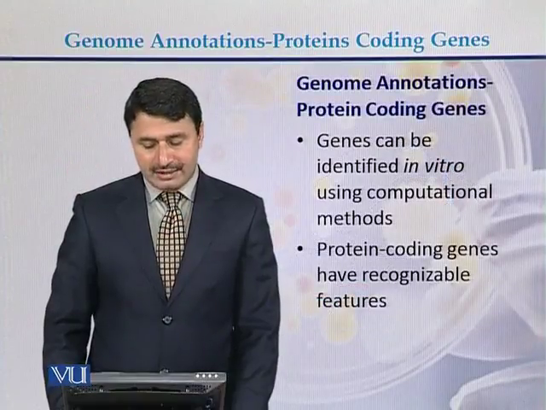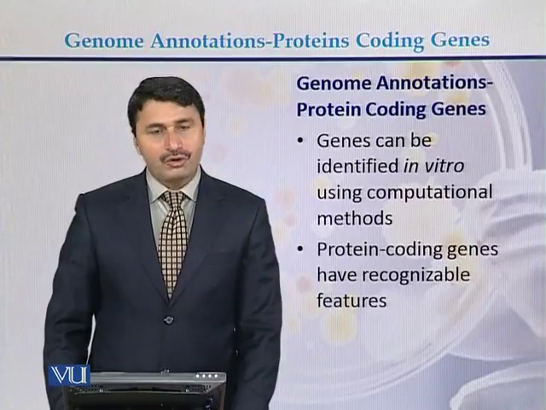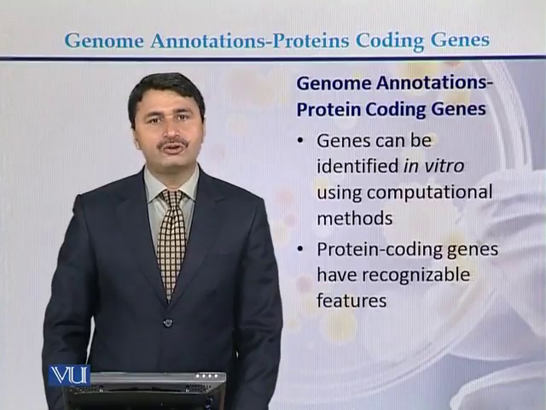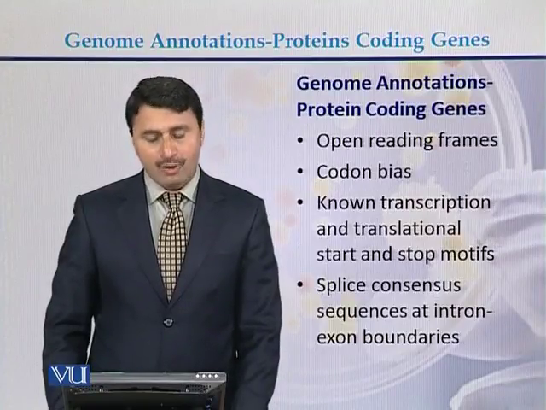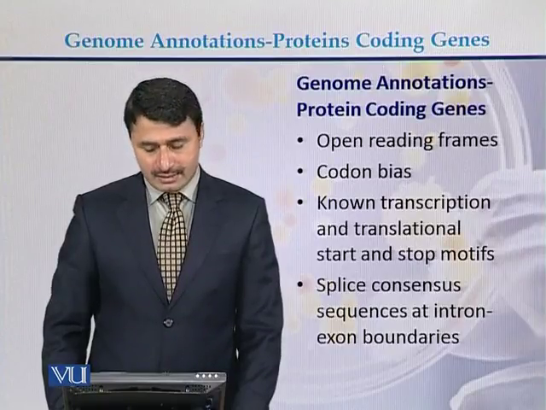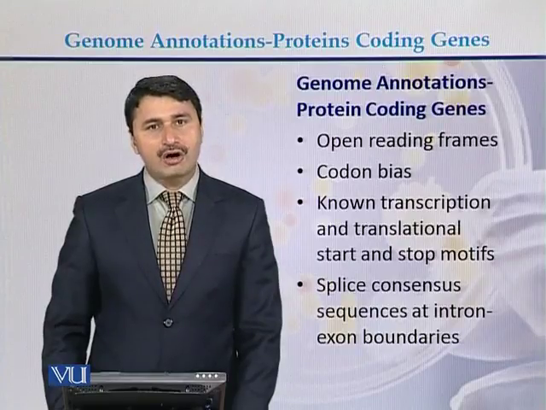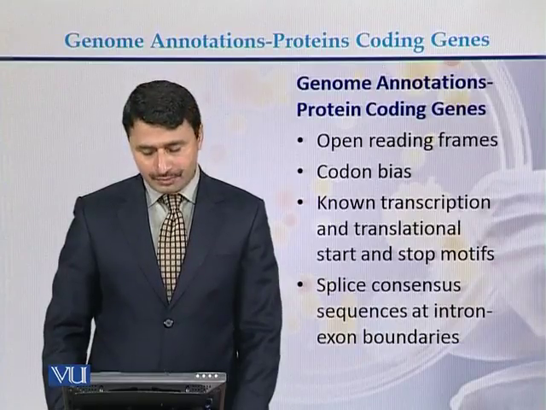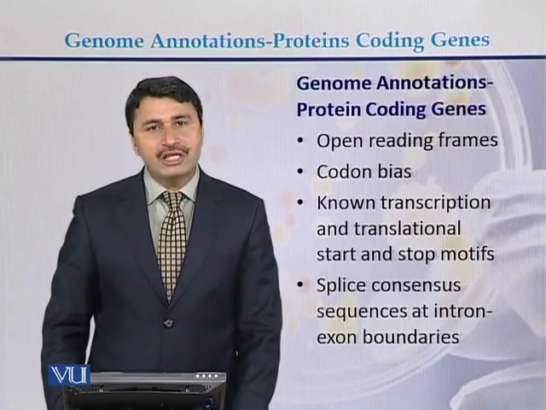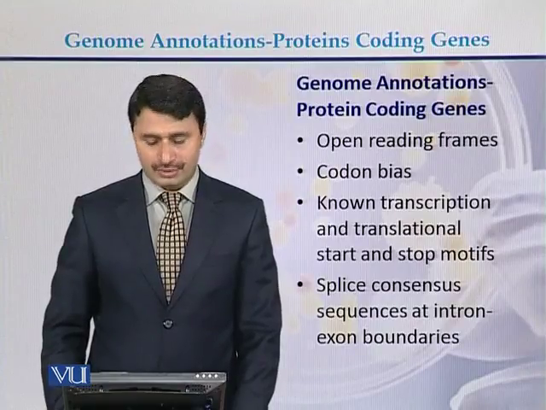Genes can be identified in silico using computational tools. Protein coding genes have recognizable features. Those features are open reading frame, codon bias, transcriptional and translational start or stop codons, and splice consensus sequences, which are usually present at the boundaries of introns and exons.